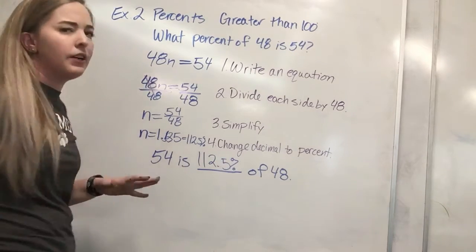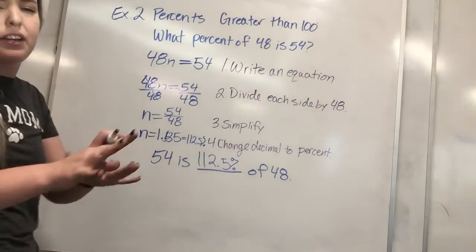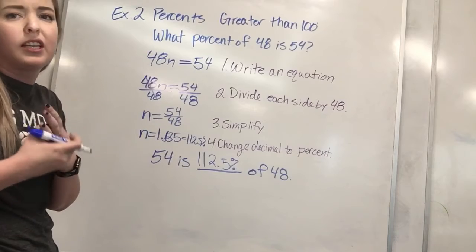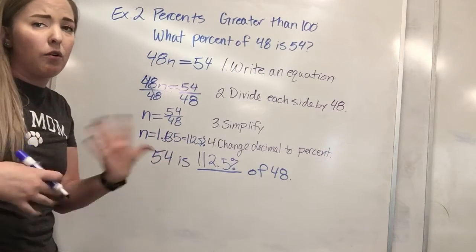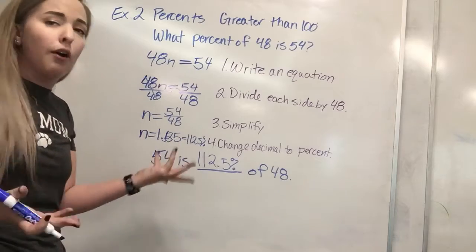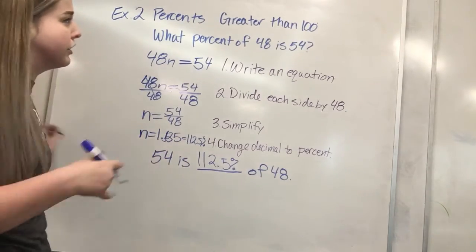It's not any different than when the percent is less than 100. It's just that instead of getting 12.5% or anything lower than 100, you get over 100. You still do the same math. You just get a larger percent or a larger decimal, okay?